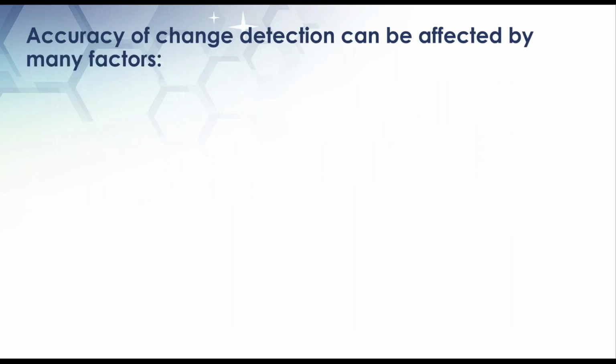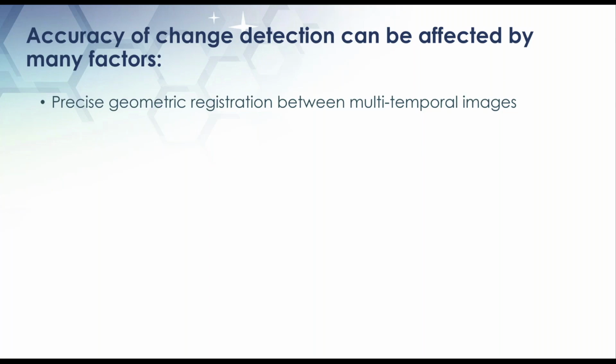So the accuracy of change detection can be affected by a lot of different factors related to what I just described to you. So it's really important to have precise geometric registration between multi-temporal images. So those images need to align exactly the same with each other, because if they don't, then what you'll get is change due to this misregistration of images. These days, that tends to not be as much of a problem as back in the day when there would be some issues with registration, but it's a good idea to check anyways.